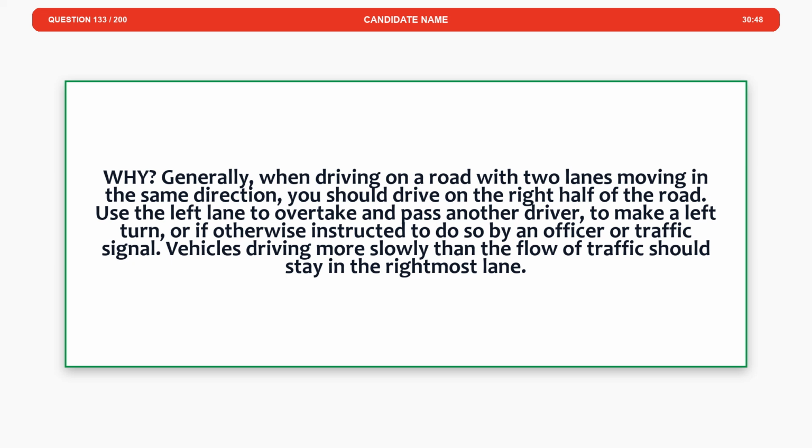Explanation: generally, when driving on a road with two lanes moving in the same direction, you should drive on the right half of the road. Use the left lane to overtake and pass another driver, to make a left turn, or if otherwise instructed to do so by an officer or traffic signal. Vehicles driving more slowly than the flow of traffic should stay in the rightmost lane.